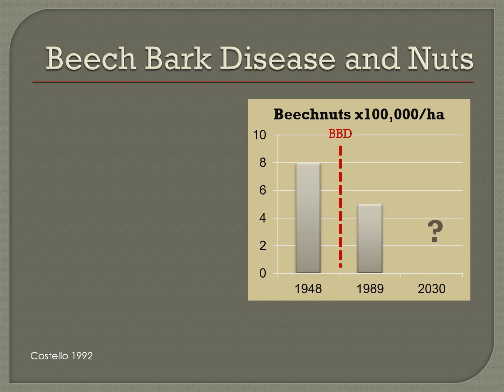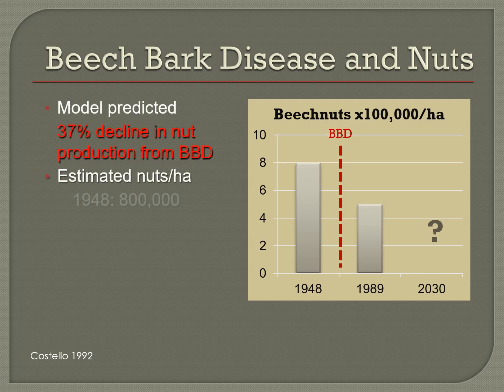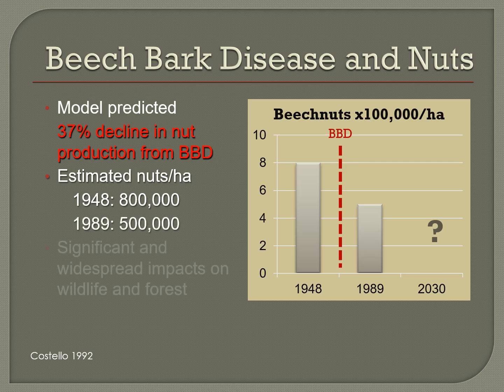And at that time, although we don't have quantitative data, the information that we have based on tree sizes suggests that there would have been something like a huge decline in beech nuts from beech bark disease, something like 37% based on what we saw in the 70s and 80s. If nuts per hectare was estimated at 800,000 pre-beech bark disease, it's cut to maybe a little bit more than half of that at the aftermath stage.